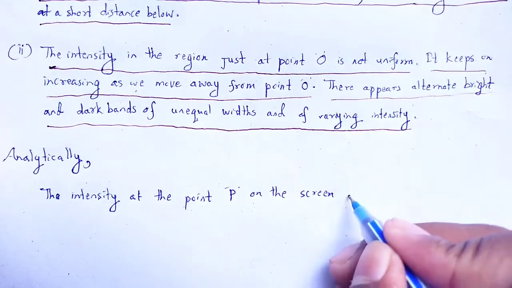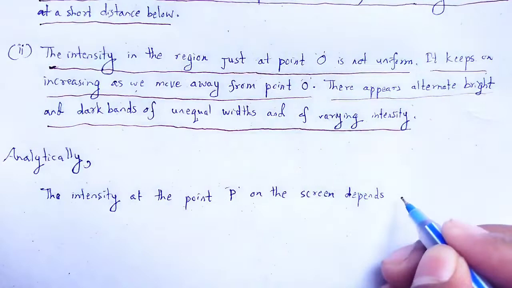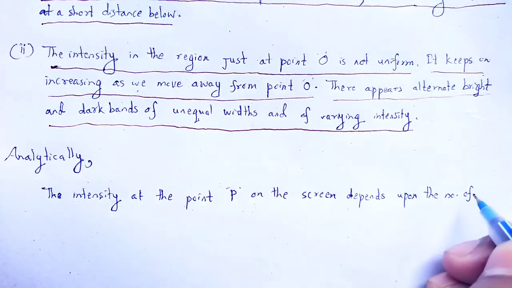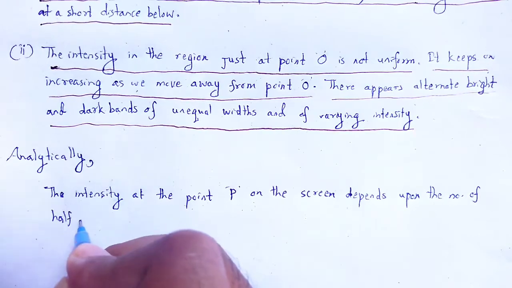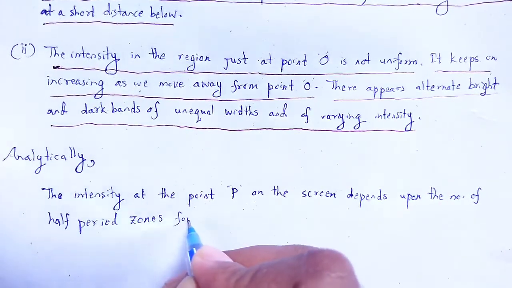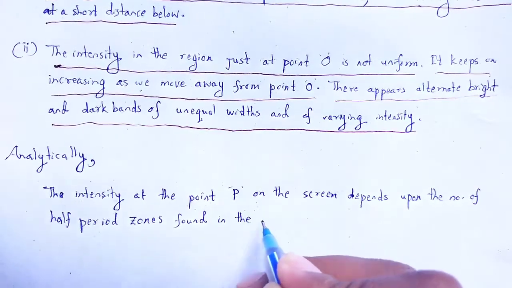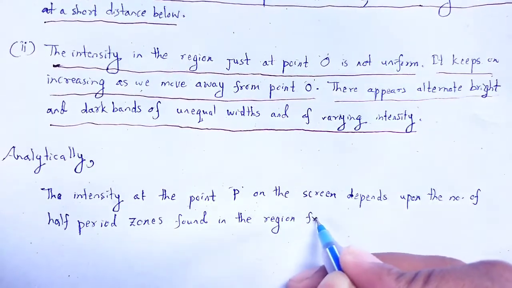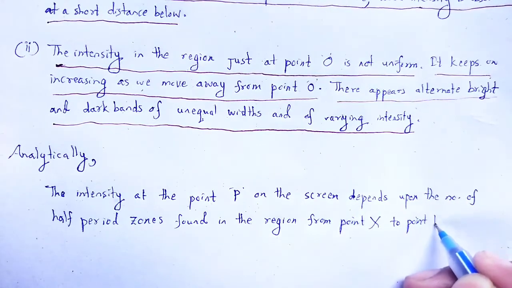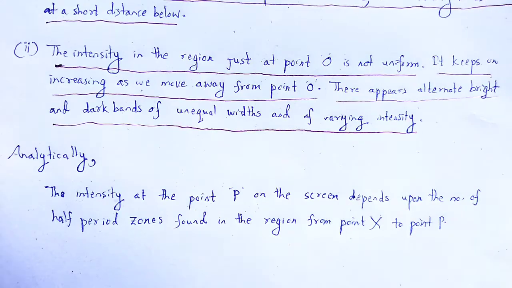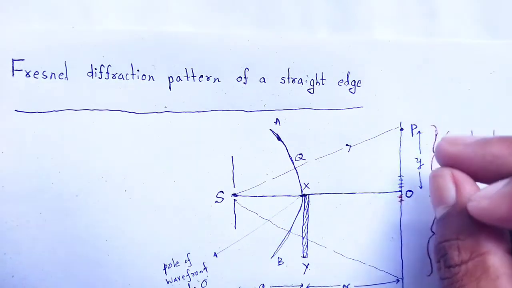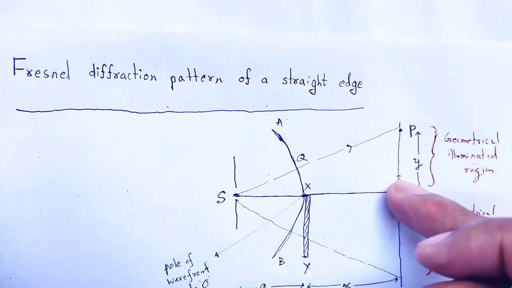Depending upon this definition, the number of half period zones found in the region from point X to point P can be calculated, and that depends on the path difference between these two rays.